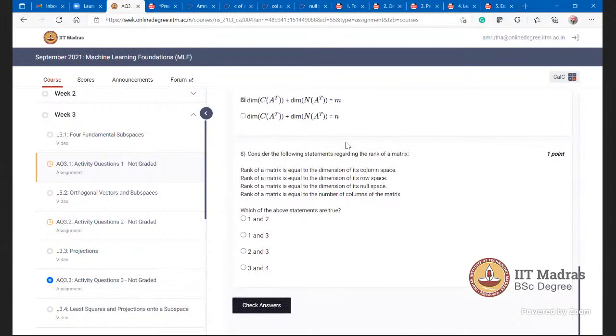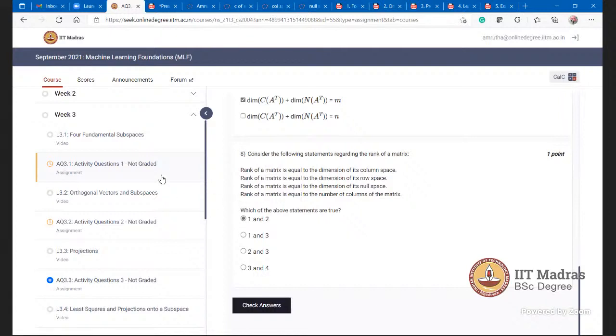So based on the previous question, you can directly answer this question. So you have the following statements regarding the rank of a matrix. So rank of a matrix is equal to the dimension of its column space, which is also equal to the dimension of its row space. It is not equal to the dimension of null space, and it is not equal to the number of columns of the matrix. So this is your correct answer, 1 and 2.